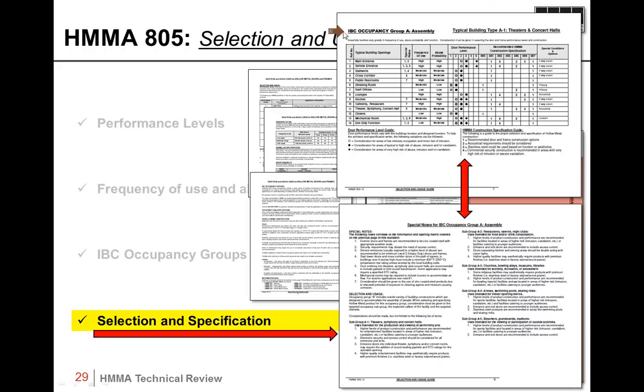So you have the IBC occupancy group, and in this explanation you're dealing with assemblies, and it gives you the type of building, shown as an example, theaters and concert halls. With this selection matrix, you have a guideline for the openings, and then it breaks it down into the different types of door constructions, followed by notes which deal with specific targeted construction areas for inner city or rural or different types of applications. So it's a pretty detailed evaluation.